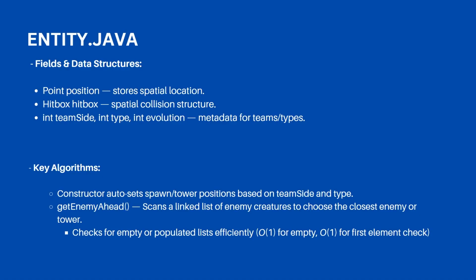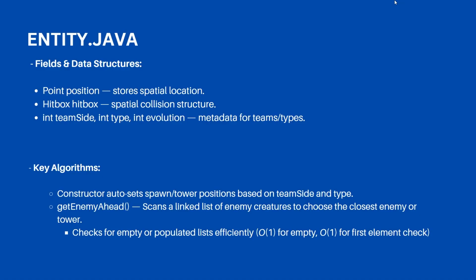Okay, let's look at the foundation in our game objects. That is the entity class. This class is the standard for all major elements on the battlefield, whether it's a creature or tower. At its core, entity stores position as a point object for quick access and manipulation, and a reference to its hitbox for collision detection. We also keep track of the team type and evolution stage as primitive fields for performance and easy access.